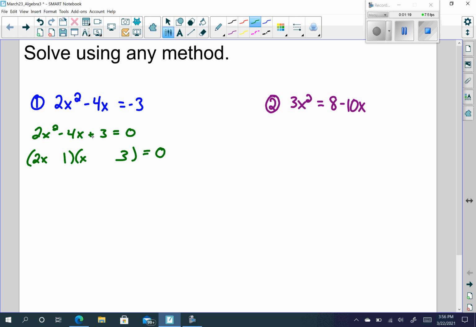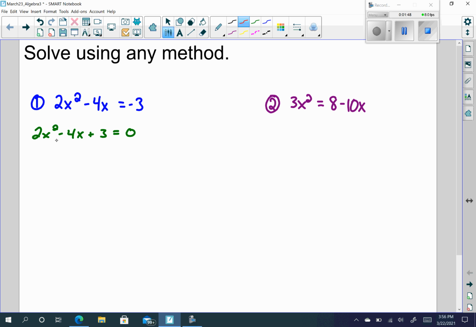What's nice is because this 3 is positive, that means my signs have to be the same, and then they both need to be minus. So let's check to see if this works. On the outside, I'm going to get a negative 6x and a minus 1x. That is not going to give me a minus 4x. So let's see if I could switch these around. Nothing else can change, so let's try the 3 here and the 1 here. Now I'm going to get a minus 2x and a minus 3x, not giving me a minus 4x. So guess what? Factoring is not going to work here.